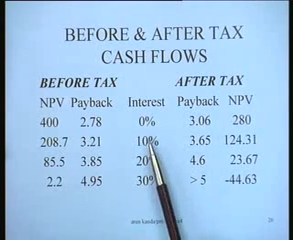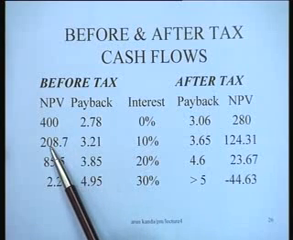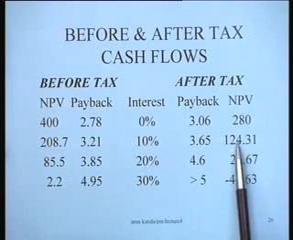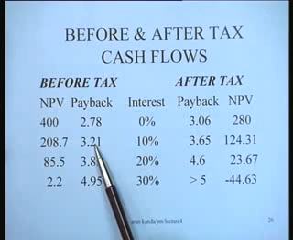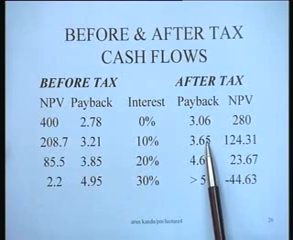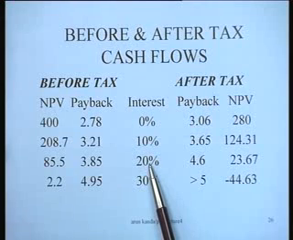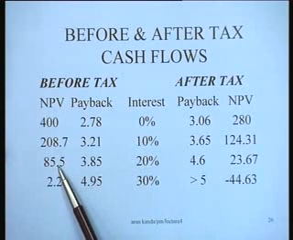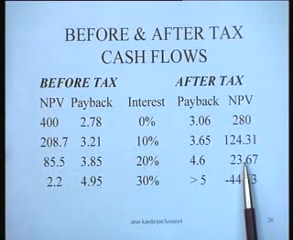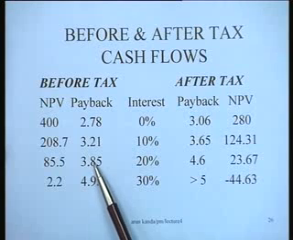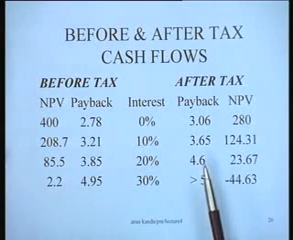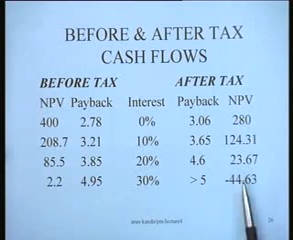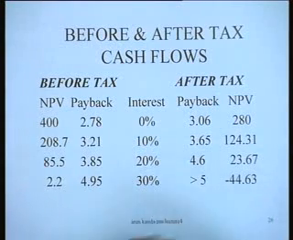Similarly, when the rate of interest was 10%, the NPV here dropped to 208, and in this case it dropped to 124.31. And in this case the payback period was lesser, here it was more at 3.65. Similarly, when you increase the rate of interest to 20%, the NPV was 85.5 here and only 23.67 here, and here the payback period was 3.85, which was less, and here it was much more, and so on. You had these kinds of performance figures for both the before and after tax rates of return.